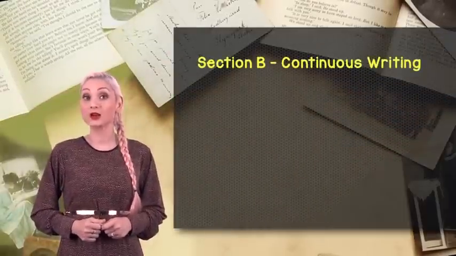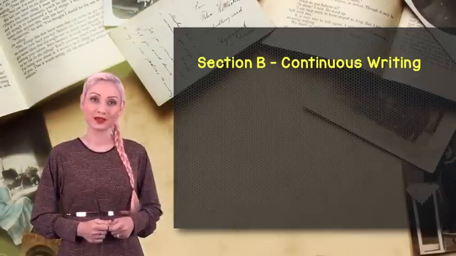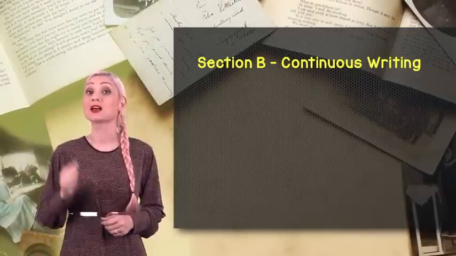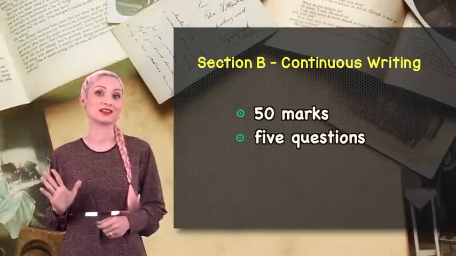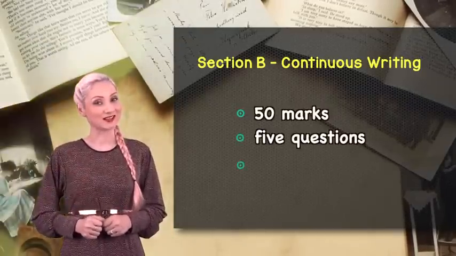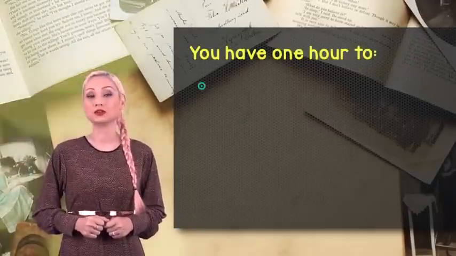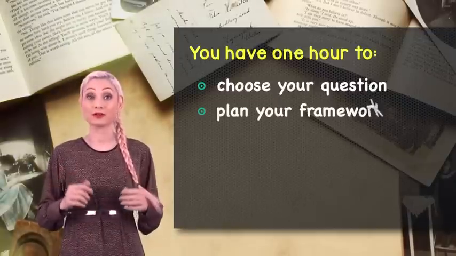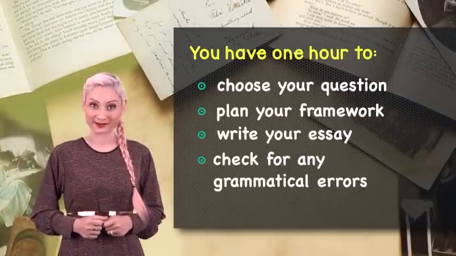Let's look at a brief overview on section B, continuous writing in the English SPM paper. Continuous writing carries 50 marks. You will be given 5 questions. You only have to answer one. You have 1 hour to choose your question, plan your framework, write the essay, and check for any grammatical errors.